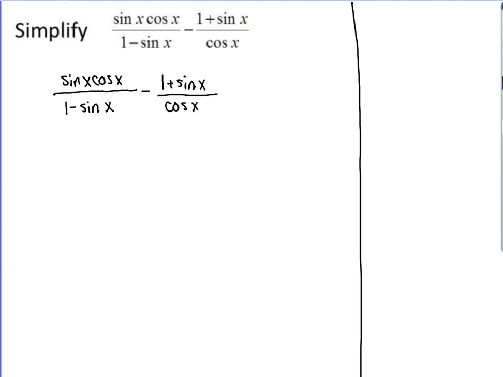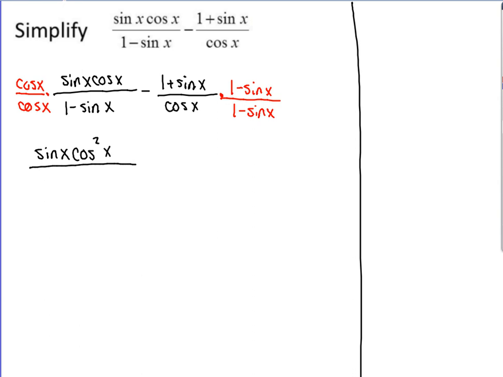So on the fraction on the left, we need to multiply the top and the bottom by the cosine of x. Fraction on the right, we're going to multiply the top and the bottom by 1 minus sine of x. So on the left, we're going to have sine of x. We have cosine times cosine, which is cosine squared of x. And our denominator is going to be cosine of x times 1 minus sine.